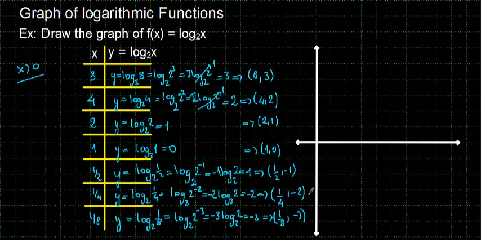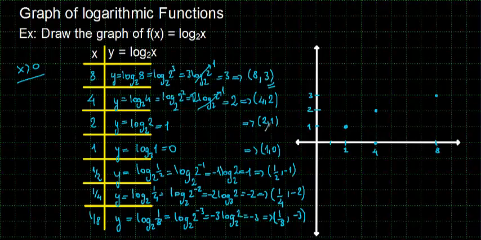Okay, now we found the coordinates of the points. Here I'm going to locate the points. When x is equal to 2, y is equal to 1, so the coordinate is here. When x is equal to 4, y is equal to 2. The coordinate is here. When x is equal to 8, y is equal to 3, so the point should be here.